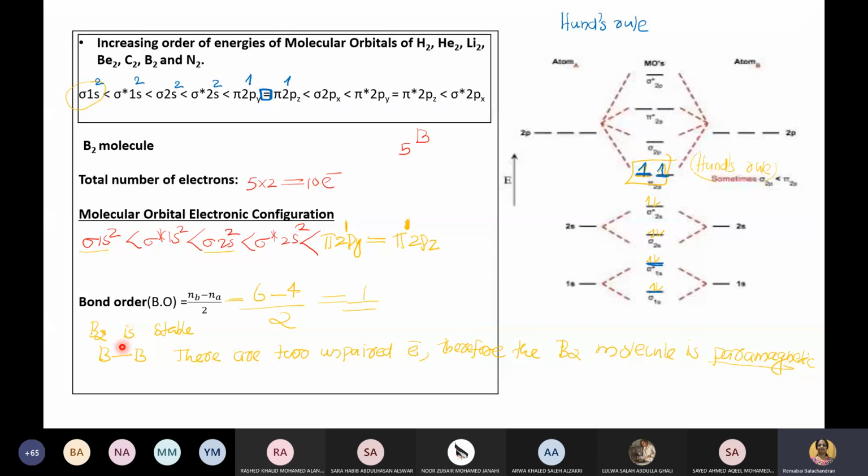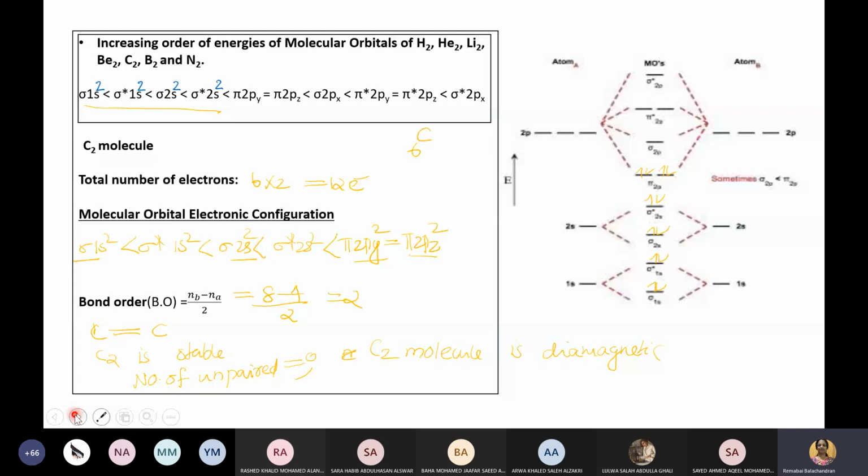Now look here, very important point. Here there are 2 unpaired electrons. Can you see? Unpaired. This is paired 2. Paired, here also paired. All the electrons are paired up to this point. But when it comes to this one, 2 unpaired electrons are there. So the B2 molecule is paramagnetic. Read it. Paramagnetic. With all electrons paired, it's called diamagnetic.